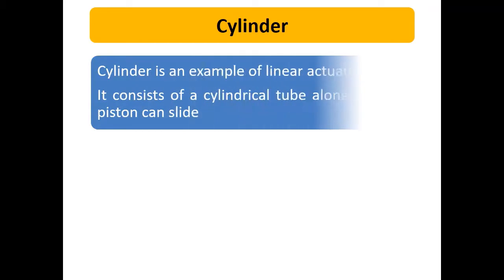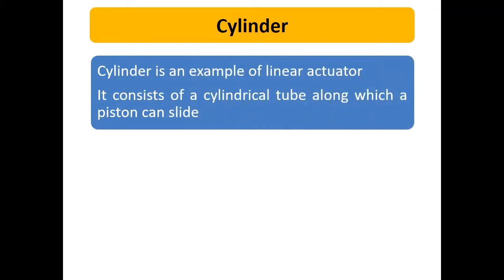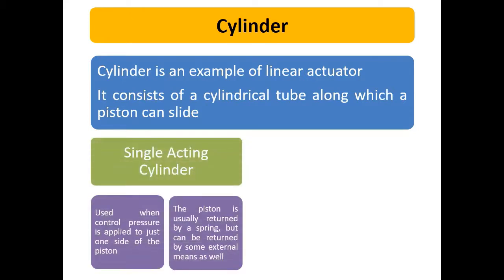Today I am going to explain the concept of cylinder. Cylinder is an example of linear actuator. It consists of a cylindrical tube along which a piston can slide. There are two types of cylinder.